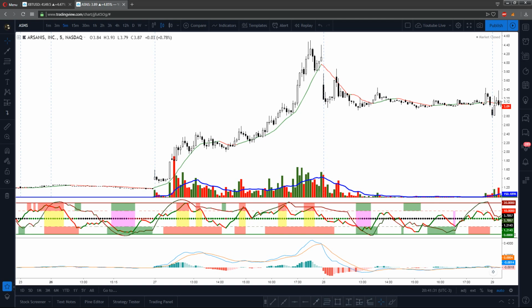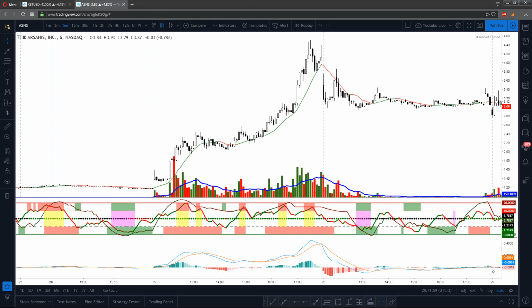For stocks ranging $3 to $5, you want to be risking 16 cents. Target 48, that's 3-to-1. Target 80, that's 5-to-1. Stocks ranging from $5 to $7, you want to be risking 24 cents. Target 72, 3-to-1. Target $1.20, 5-to-1.